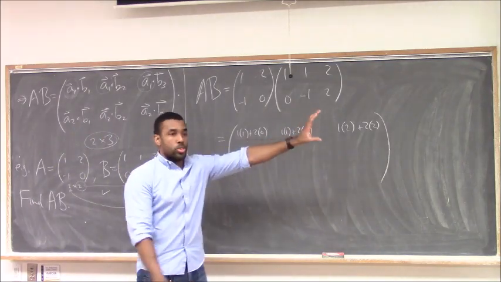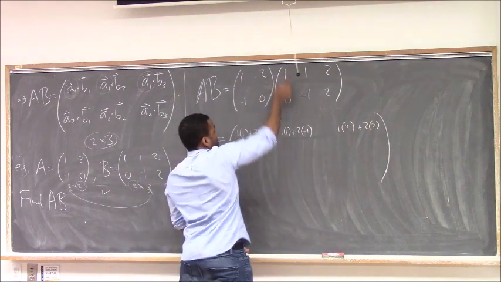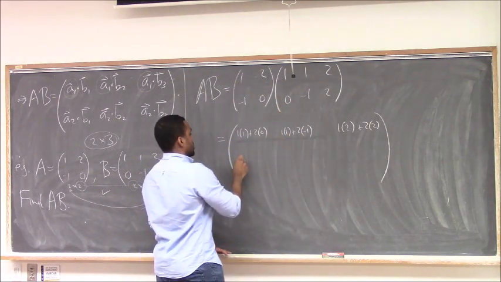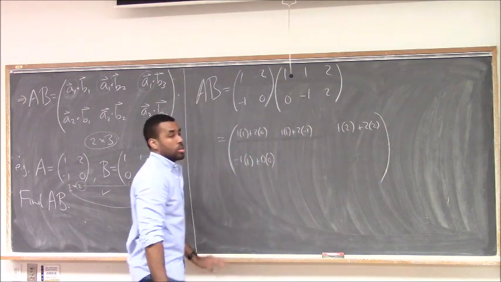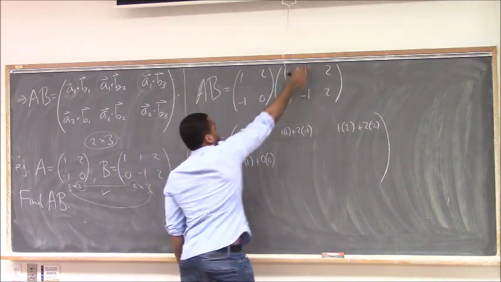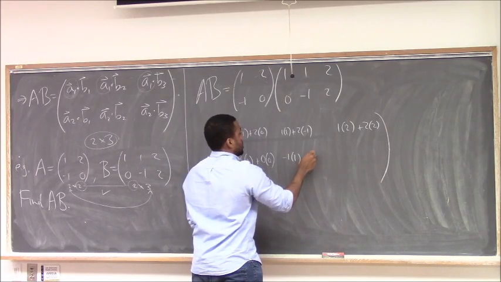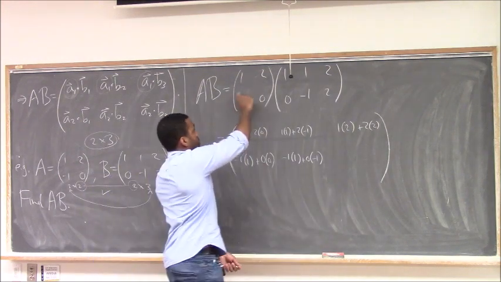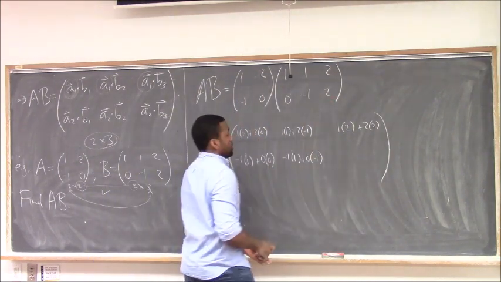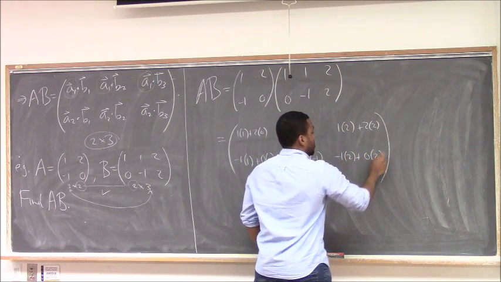Now we're done with the first row, so we'll move on to the second row. This row, dot product with that, is -1 times 1, plus 0 times 0. This row, dot product with that: -1 times 1, plus 0 times -1. Second row, dot product with the third column, gives -1 times 2, plus 0 times 2.